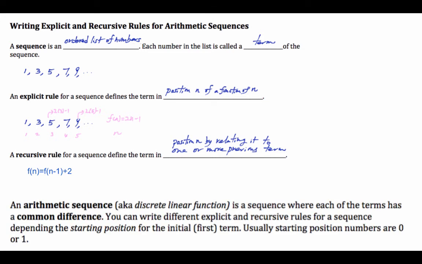And here are some definitions. An arithmetic sequence is also known as a discrete linear function. It's a sequence where each term has a common difference. Notice that it's going up by 2. So that's called the common difference. And the starting position right here, that's the initial term. You could list that as either 0 or 1. Sometimes starting with 1 is more convenient, but sometimes starting with 0, counting 0, 1, 2, 3, 4, is more convenient. It depends.